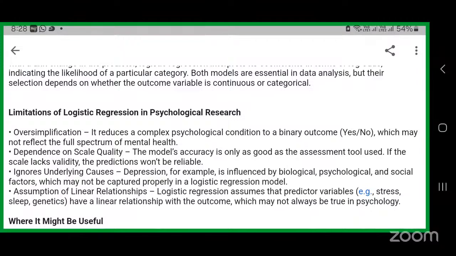If the scale lacks validity, then prediction will be in question. Ignores underlying causes. Depression, for example, is influenced by biological, psychological, and social factors, which may not be captured properly in a logistic regression model.